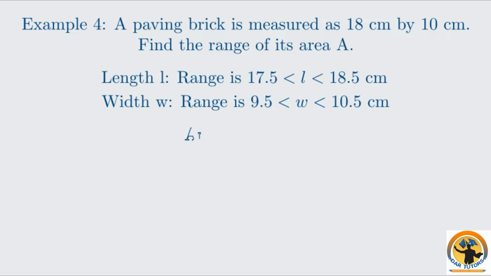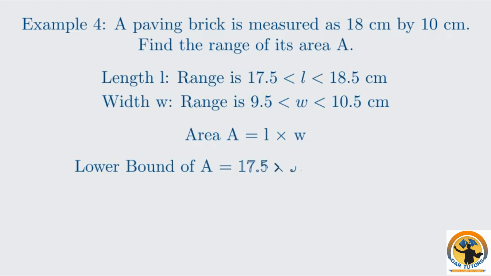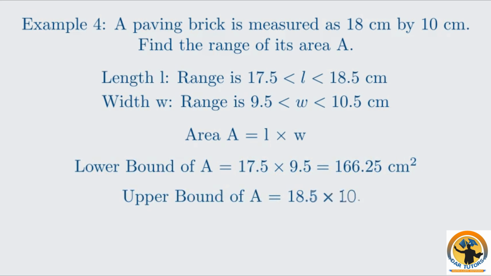The area is the product of length and width. To find the lower bound for the area, we multiply the lower bounds of the length and width. So we calculate 17.5 multiplied by 9.5, which gives us 166.25 square centimeters. This is the smallest the area could be. For the upper bound of the area, we multiply the upper bounds of the length and width.